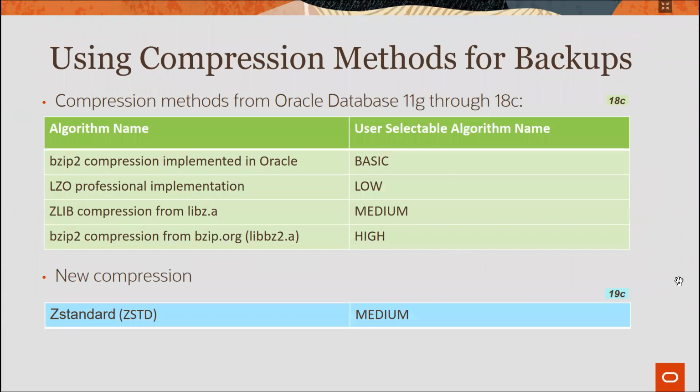When we're looking at 19C, we have new compression available, the standard, which is going to be more beneficial to us when we're looking at larger data. We have that in addition to what we had before. Next slide.